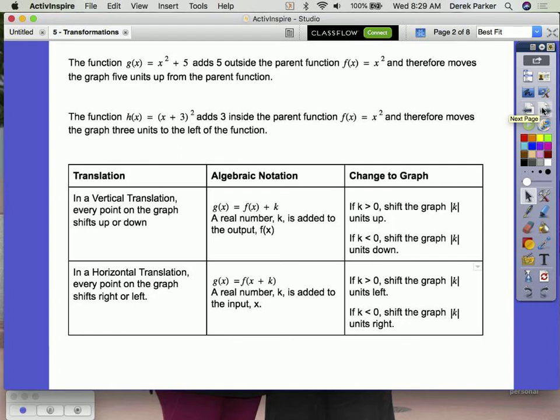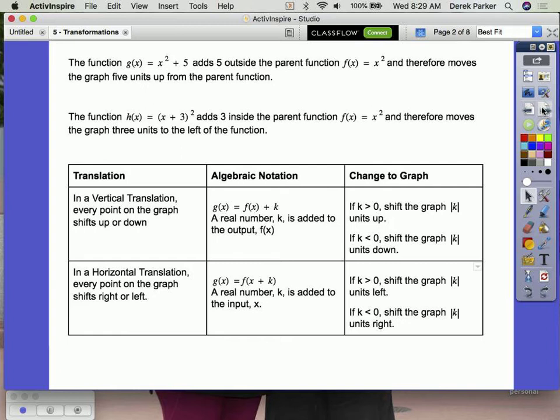Now, to translate an object in the 8th grade standards, you would slide the object. The size and shape of the object did not change. So dealing with translation with quadratics, all you are doing is shifting up or down, left or right of the parent function. So the function g of x equals x squared plus 5: that x squared is the parent function, and you're adding 5 to the parent function, and therefore it moves the graph 5 units up from the parent function.